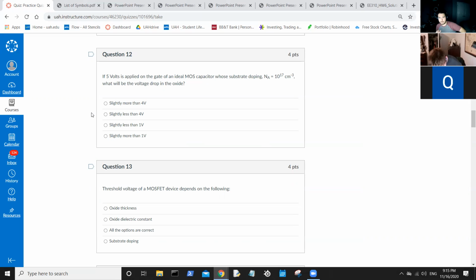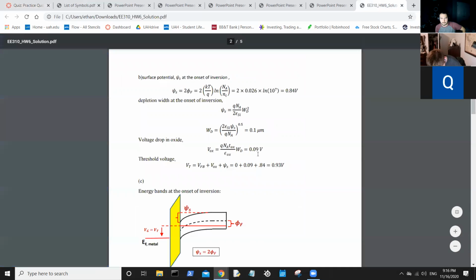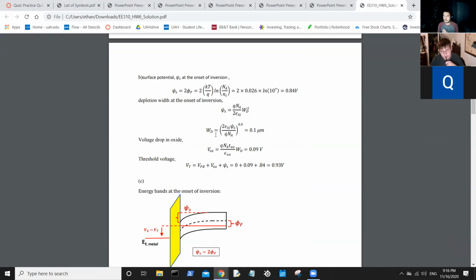Now, this one, I know that it's more than, because slightly less than 4 volts could be 3.9, and it's still a little bit too small for my taste, because I've done a couple of these problems before, so I know the range. But to solve this properly, if you came in with no information and didn't know any tricks, you would simply use these 2 equations. You'd solve for WD, and then you'd solve for V oxide, given your parameters.